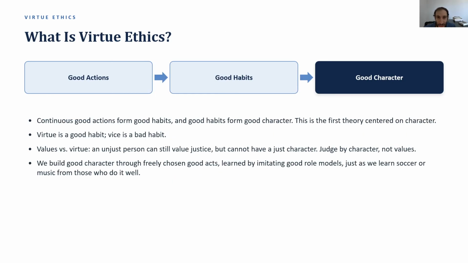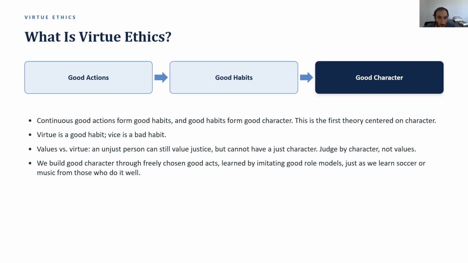First, we must ask the question, what is virtue ethics? Virtue ethics is the normative ethical view that continuous good actions form good habits, and that good habits form good character. And so, in short, virtue ethics is highly concerned with character.